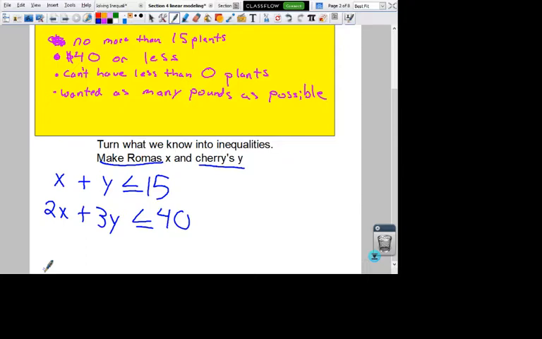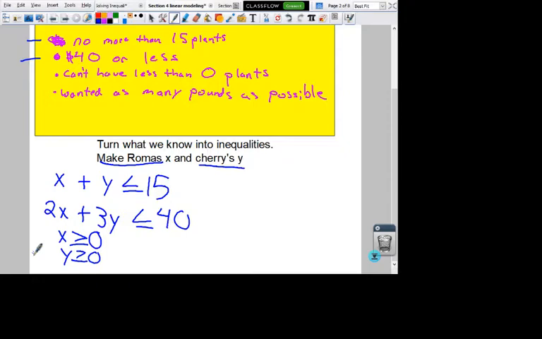Alright, we did the first one, we did the second one. We can't have less than 0 plants, so my number of Roma tomato plants, X, has to be greater than or equal to 0. I can't have negative plants, that just throws it off. Same thing with my cherry tomatoes, Y. Y has to be greater than or equal to 0.